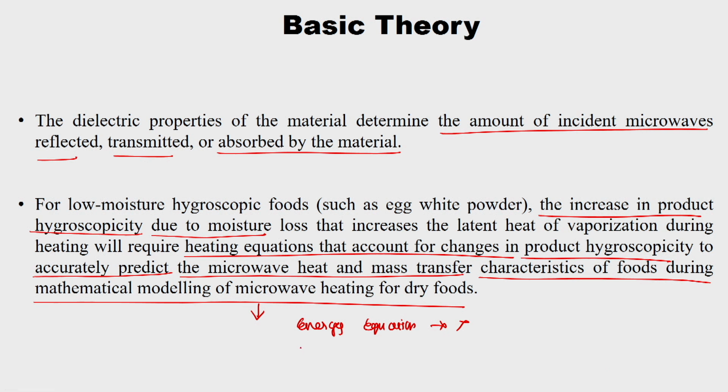If it is microwave heating, I need to solve extra Maxwell's equations to give this waveform of energy to the energy equation, right. Along with that, if I have a moist food, the increase in product hygroscopicity due to moisture loss increases the latent heat of vaporization. So there may be a latent heat of vaporization which converts the normal moisture in the food into water vapor. So there will be a loss of material.